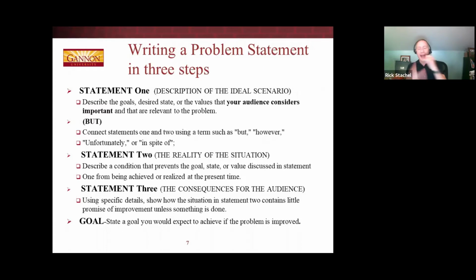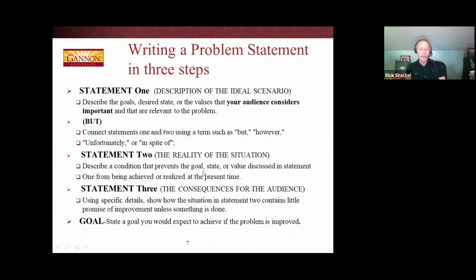So now we're going to talk about actually writing it. It's written in 3 statements with 4 steps. Statement 1 is a description of the ideal scenario. We're talking about a current state, and we want to go to an ideal statement. So you describe the goals, desired state, or the values that your audience considers important and that are relevant to the problem. Then there's a connector that connects statement 1 and statement 2. It's like but, however, whatever, unfortunately, or in spite of, some kind of connection word that shows that there's a gap. Statement 2 is the reality of the situation.